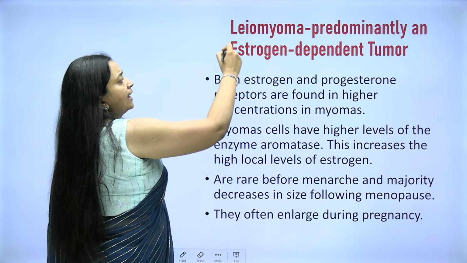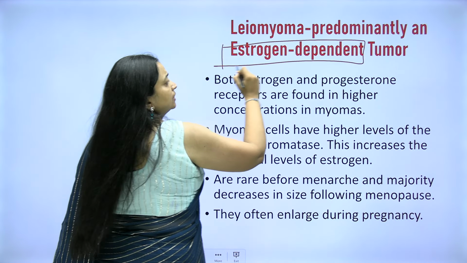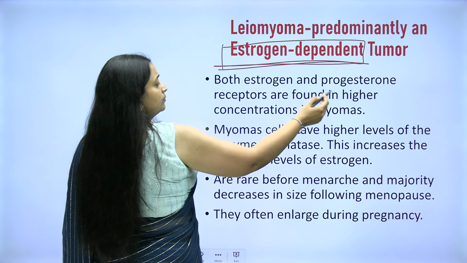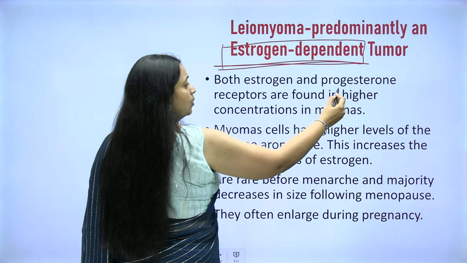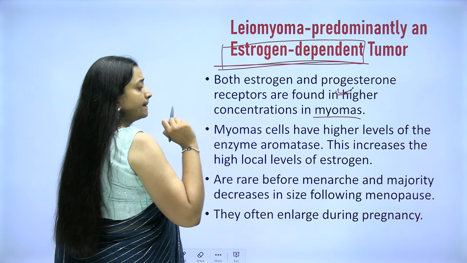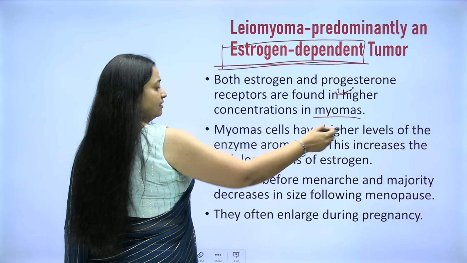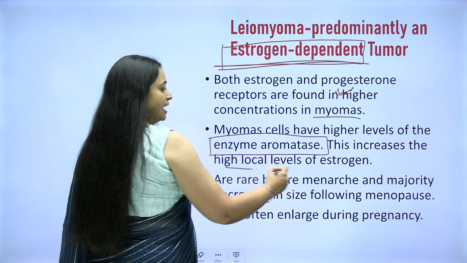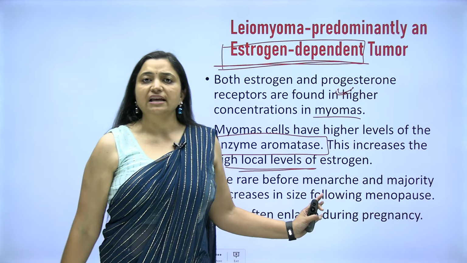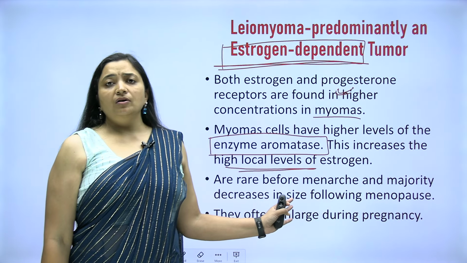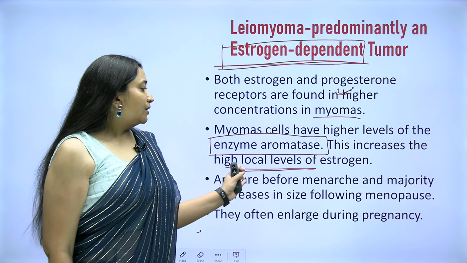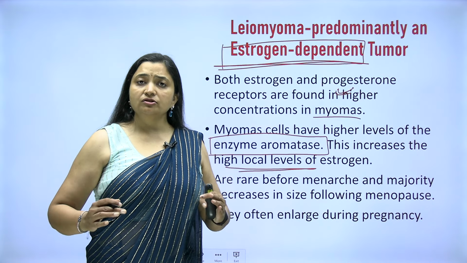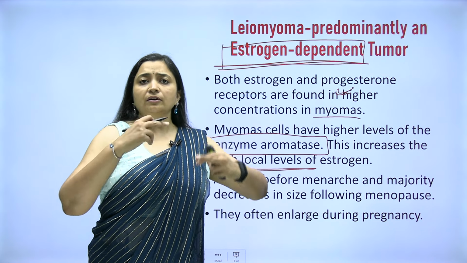Leiomyoma is predominantly an estrogen dependent tumor. Take home message, please remember this. Estrogen is the culprit. Both estrogen and progesterone receptors are found in higher concentration in the myoma cells. But myoma cells have higher levels of the enzyme aromatase. This increases the local levels of estrogen. So as I told, why is smoking protective? Because it stops aromatase. But the myoma cells have a high level of the enzyme aromatase. So there is a high local level of estrogen, and that's why it keeps on growing.